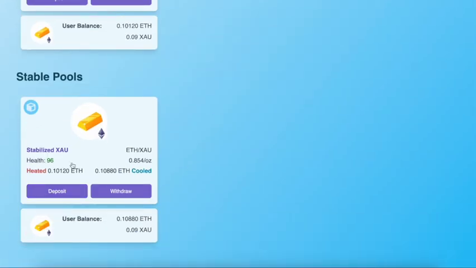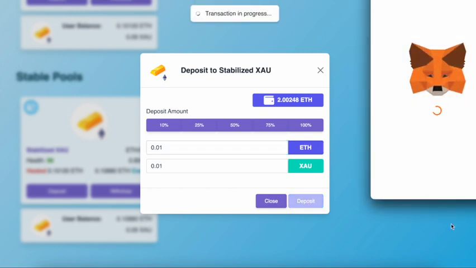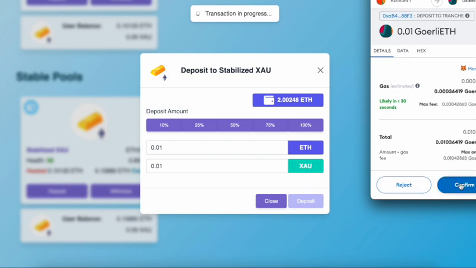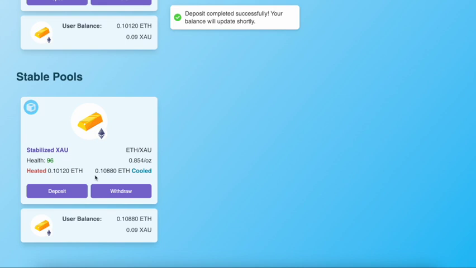We're going to create a stabilized gold position by depositing to this pool right here. And as I was saying, we deposit to create a position, we withdraw to exit our positions. So let's make our deposit. And the cool thing about how this all works is that we can deposit and withdraw at any time. So let's wait for our deposit to go through while we discuss that.